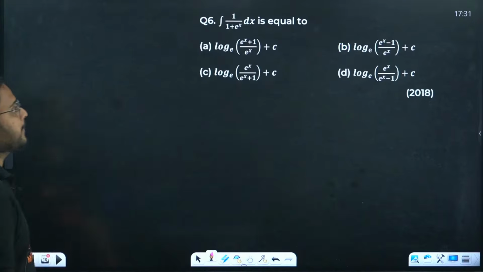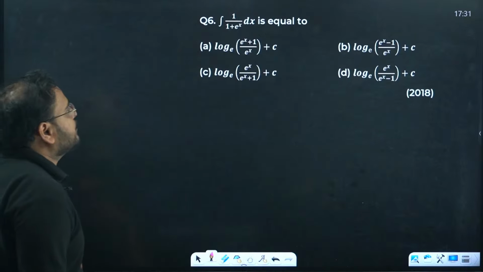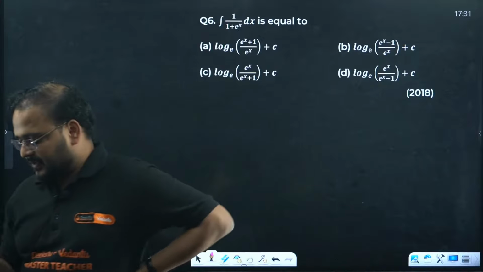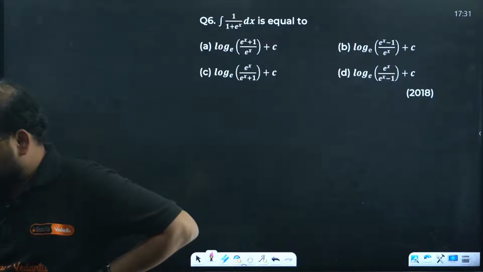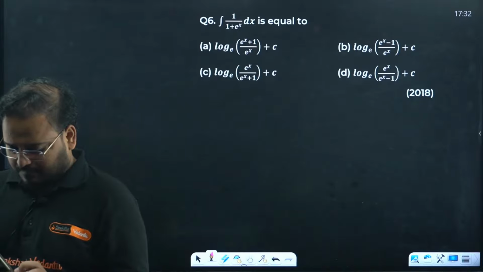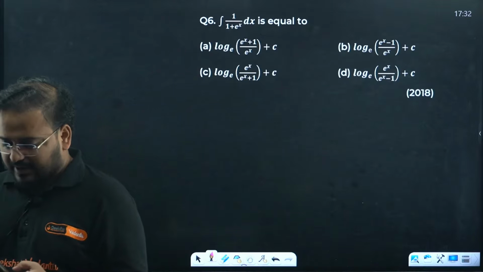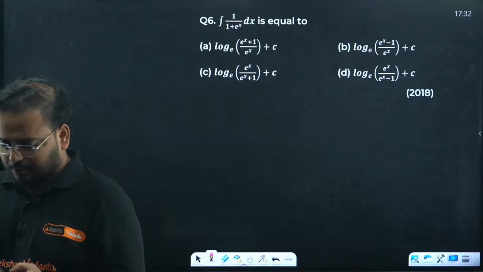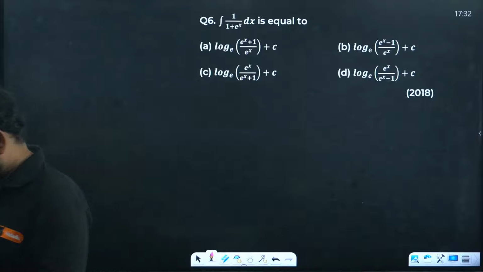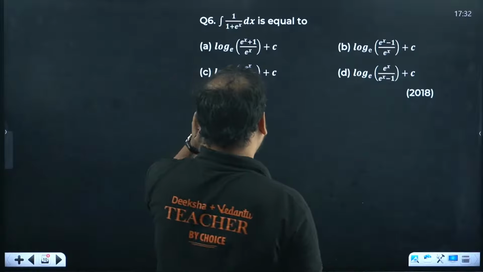Question number 6 then. 1 upon 1 plus e to the power x dx is equal to what? Anybody has an answer for this question? Let me know. 1 upon 1 plus e power x is there.